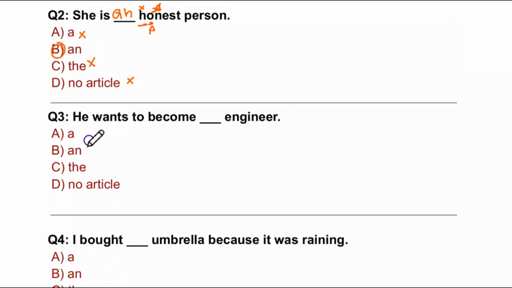Third question. Question 3. He wants to become blank engineer. So engineer. Let's ask ourselves, what sound does the first letter make? The first letter makes the E sound. So the correct answer is not A, not the, not no article. The correct answer is an. He wants to become an engineer.